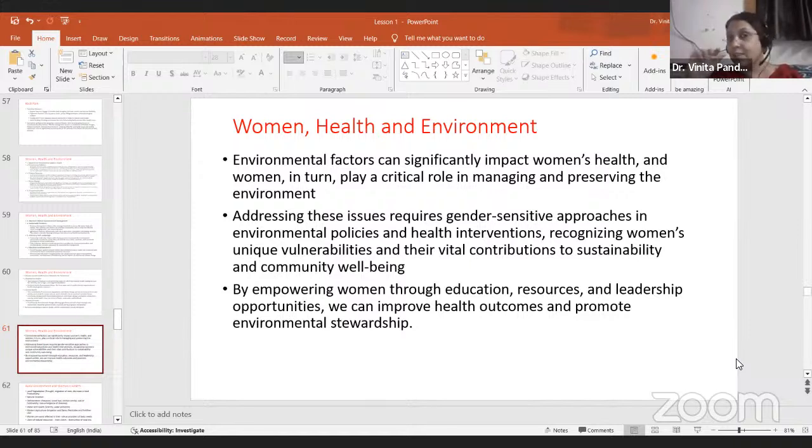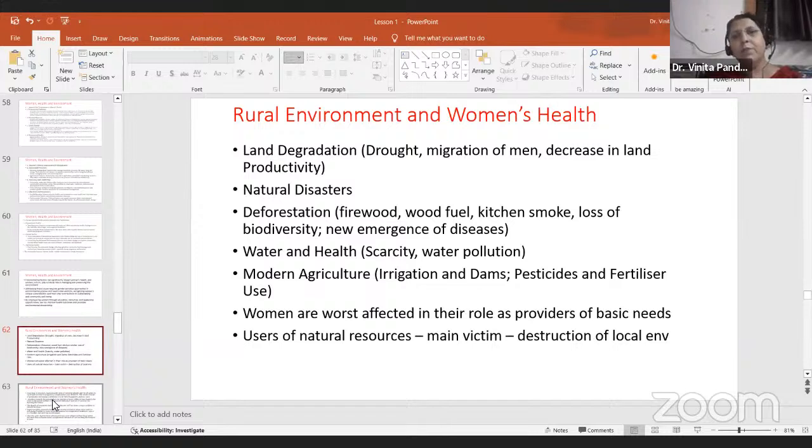So, gender sensitive approach is the key word in this entire slide. And if you want to have a gender sensitive approach, of course, it is important that you empower women through education, resources, and leadership opportunities. When you are doing all these things, you are in a better position to improve and promote environmental stewardship. So you are giving her that role. And of course, on this also there are some critiques, that you want to overburden women with everything. So there are also critics connected with it.